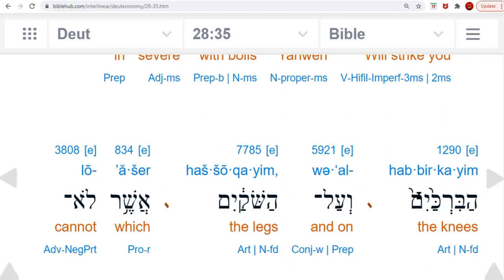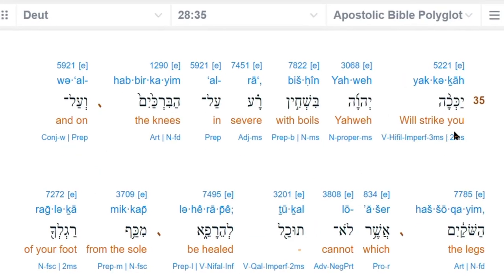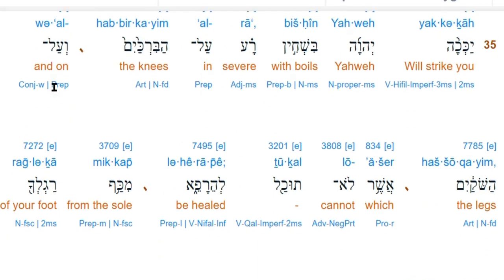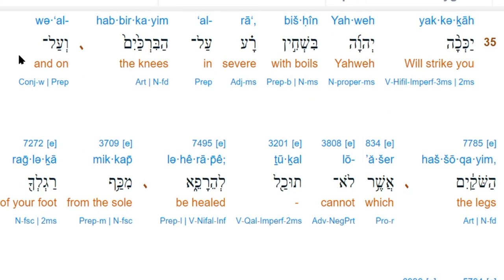B-R-K-I-M. Final M is S. Or the break from. It will strike you is Jack, J-K-K-E. To jack you in shin. The break is the breaks. And backwards and forwards after this.